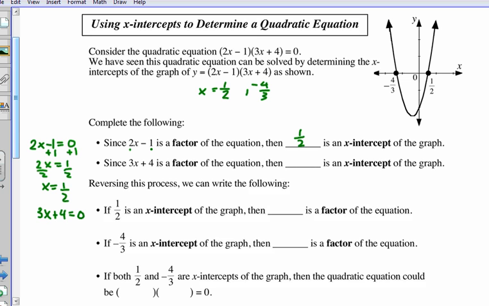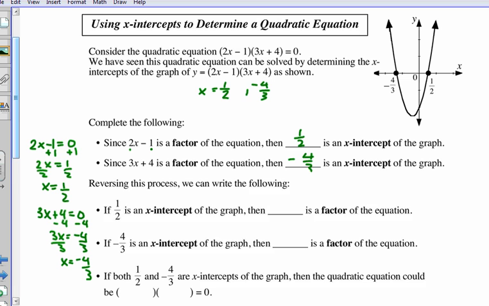So same idea with 3x plus 4. You can set it equal to 0. So solve for x, subtract 4. So 3x equals negative 4, then divide by 3. X equals negative 4/3. So what's the shortcut? Opposite sign. So minus sign, and then second over first.